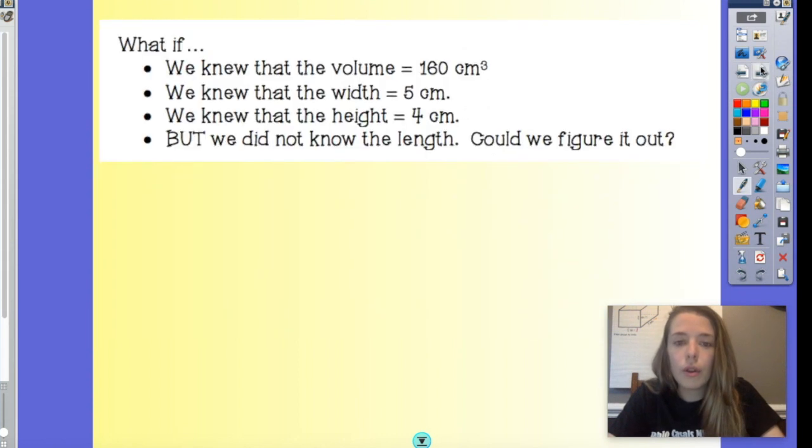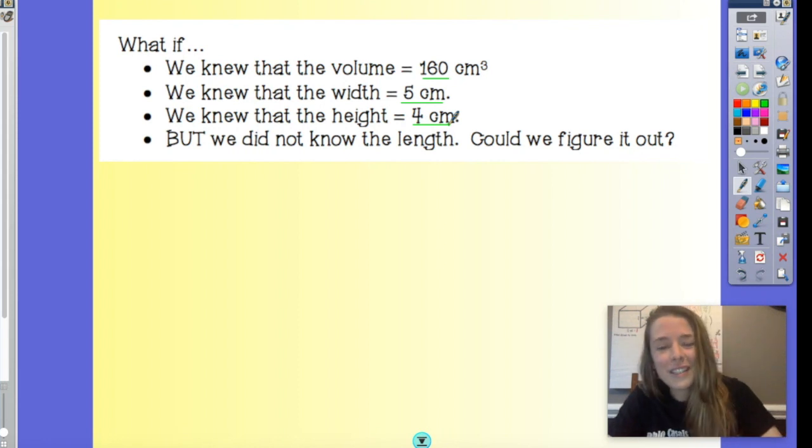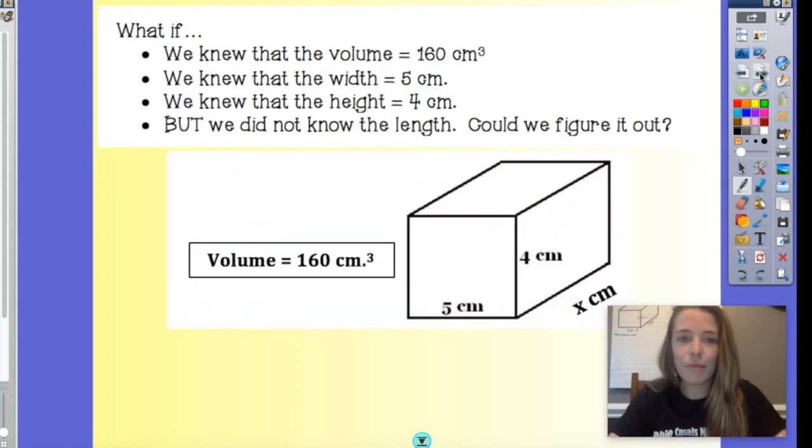So now, what if we already knew the volume, and it was 160 cubic centimeters? The width was 5 centimeters, and we knew that the height was 4 centimeters, but we didn't know the length. Could we figure it out? Luckily, we've done lots of fun algebra before the school's closed, and we can figure it out. So, if we know the volume is 160 centimeters cubed, we know two of the dimensions, 5 centimeters, 4 centimeters, and then this unknown x centimeters.